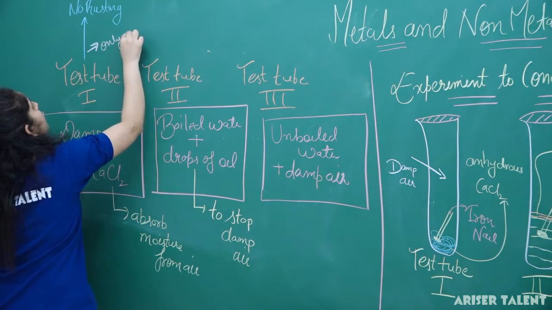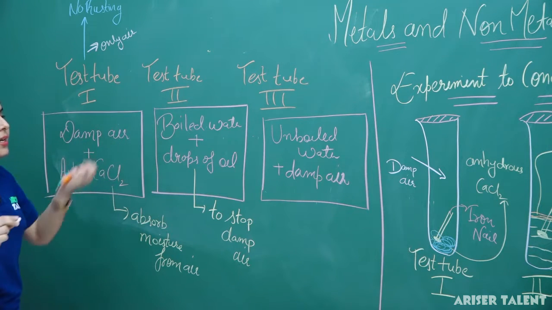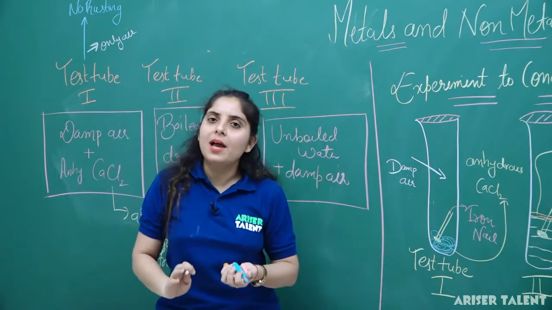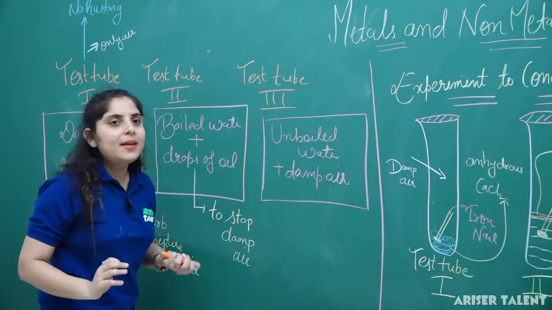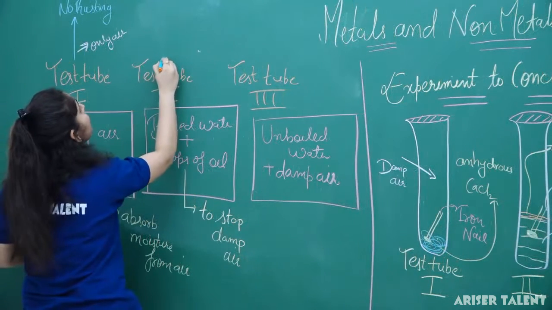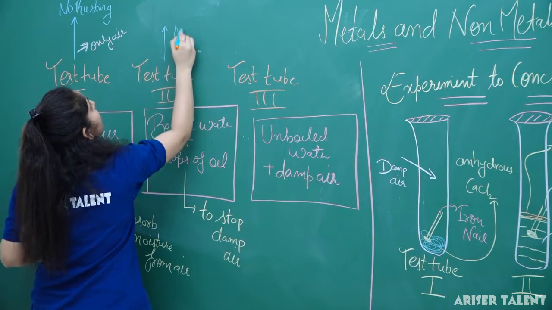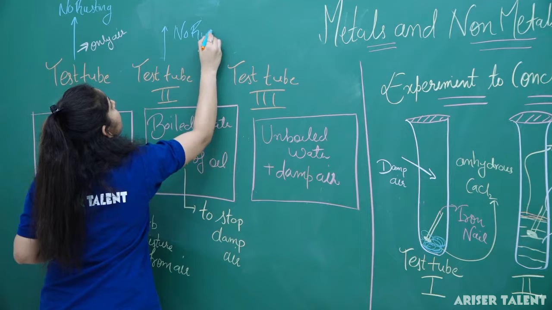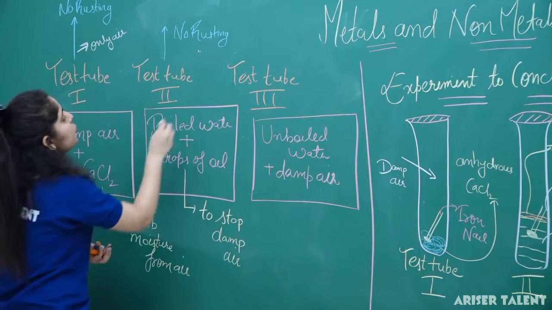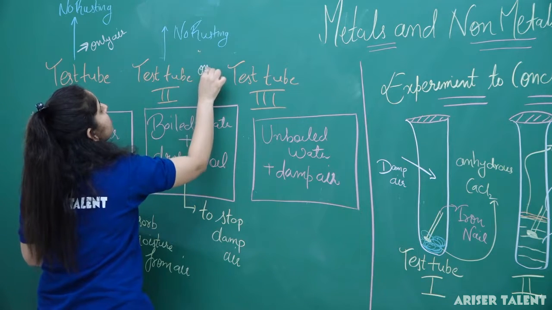Because only air is present. In test tube number 2, we can easily see that there will be no rusting of the iron. So, rusting of iron will not take place only in the presence of water. So, in test tube number 2, we can see that no rusting will take place, because in this test tube, only water is present.